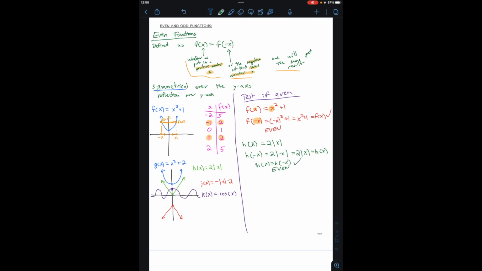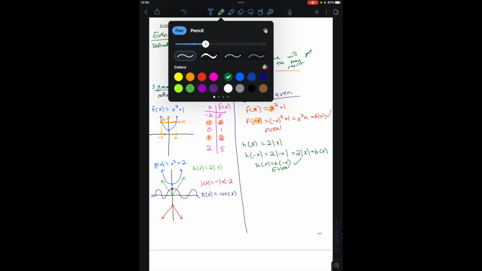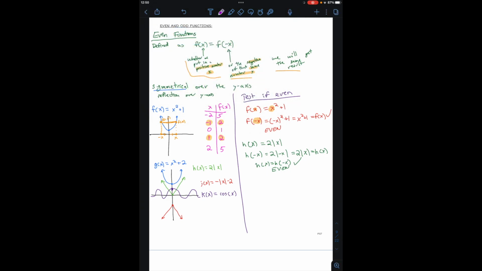Okay, and let's look at an example when it doesn't work. So we'll try purple. So say I had m of x is equal to a quadratic, x plus 1 squared, and I went to plug in m of negative x, and I would get negative x plus 1 squared. And now, maybe it's obvious that those aren't the same, and maybe it's not, so maybe let's try expanding these and see what happens. So this would be x squared plus 2x plus 1.